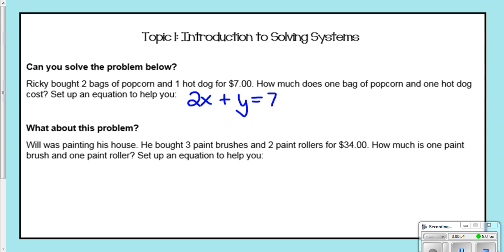Feel free to pause if you really think you can figure it out, because I'm about to tell you the answer. The answer is that you can't solve it. None of us can solve this problem because there's an infinite number of answers here.